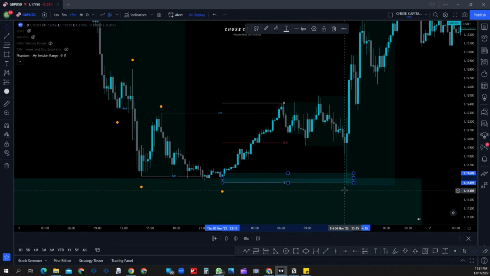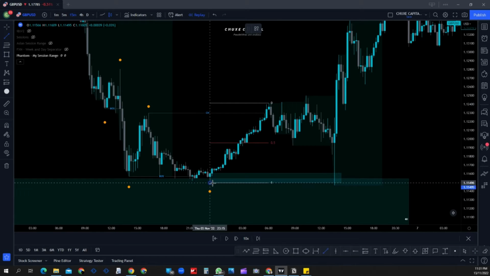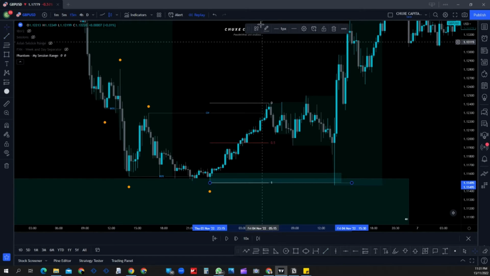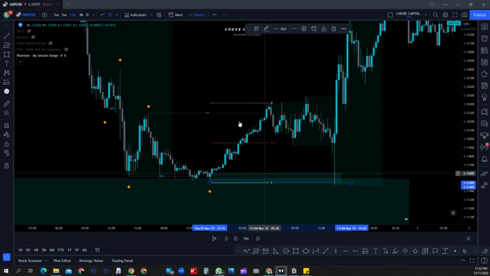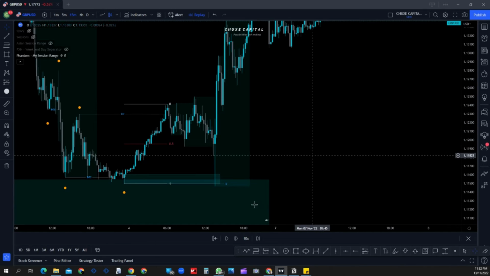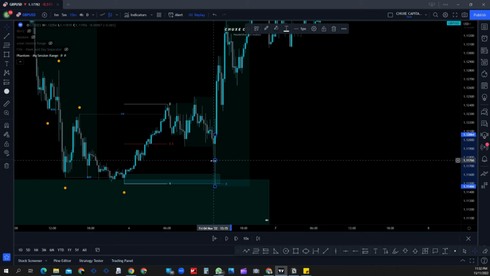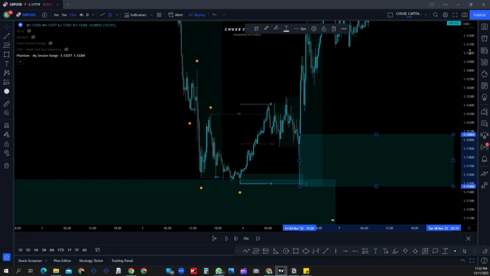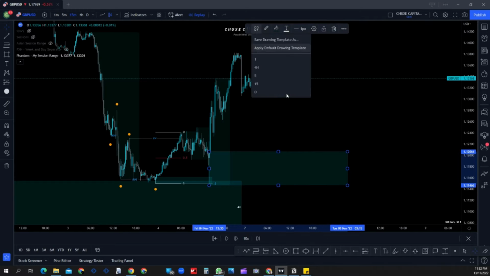Although technically speaking, it wicked it, so took out this liquidity, took that out, liquidity, and then just pushed up, leaving this very big OB here. Okay, it's a very big OB, 15 minutes.